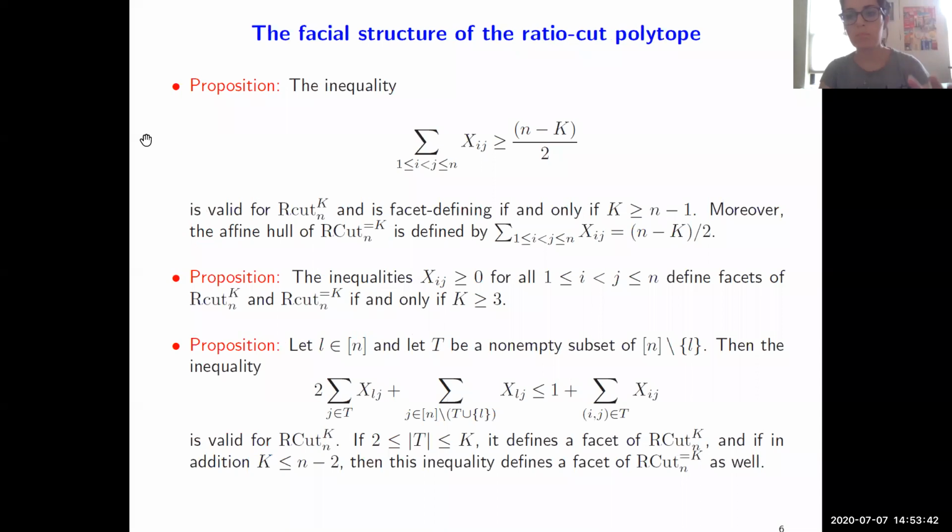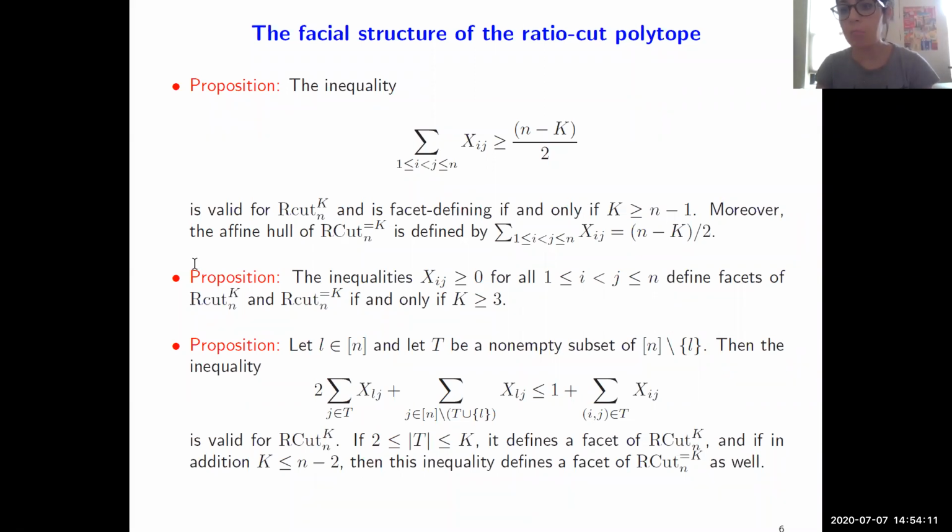All right, so this next slide basically does that job for me. I'm not going to go through the details; I'll just tell you briefly what each proposition is. The first proposition gives me the affine hull of the smaller polytope. I have the bigger polytope corresponding to at most K clusters, and the smaller one, which defines a facet of the bigger one, corresponding to exactly K clusters. The first proposition gives me the affine hull of that one.